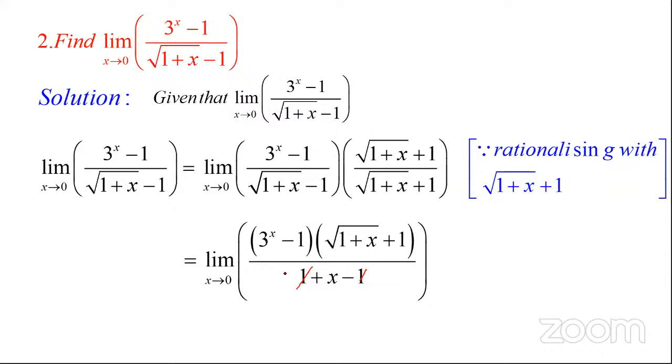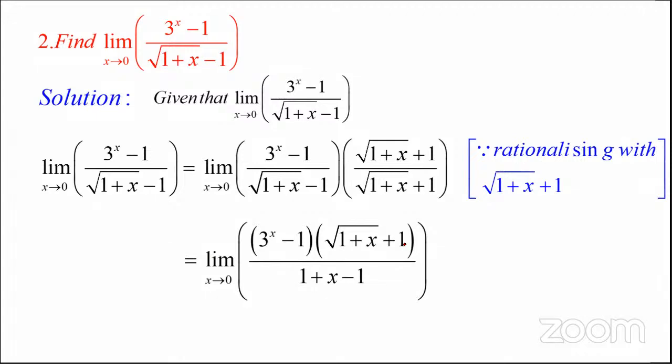Find the limit as x tends to 0 of (3 power x minus 1) by (root of 1 plus x minus 1). For the solution, take the left hand side and rationalize with root of 1 plus x plus 1. From that you will get the limit as x tends to 0 of (3 power x minus 1) into (root of 1 plus x plus 1) by (1 plus x minus 1). Then the 1 will get cancelled.